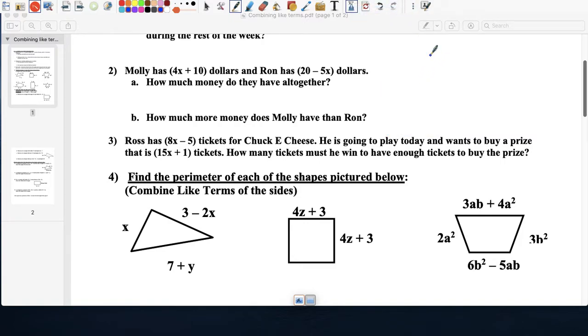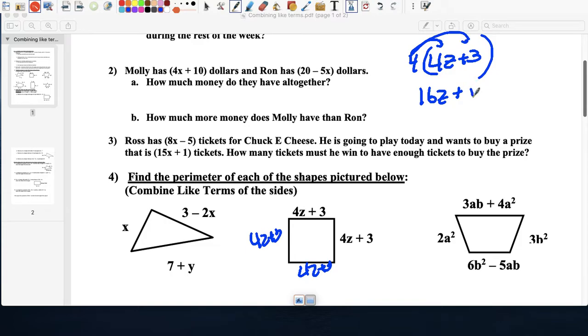The square, well, perimeter is all the sides, right? This plus this, plus this, plus this. We can add them, or better yet, we can use this distributive property here, multiply the whole thing by 4, and we get 16z plus 12, which is the same thing.